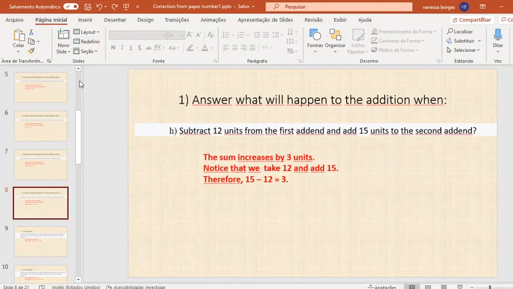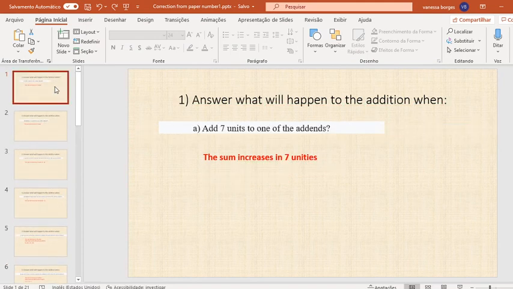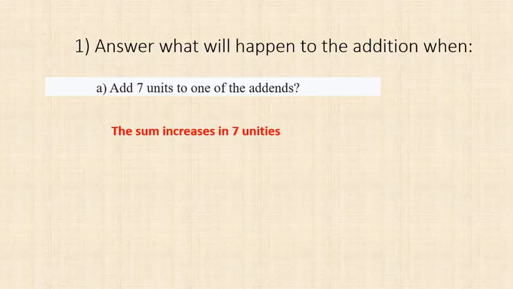Good morning. Let's correct the paper about addition and subtraction. Okay, so the first question was, answer what will happen to the addition when. Letter A, add 7 units to one of the addends. The sum increases 7 units.